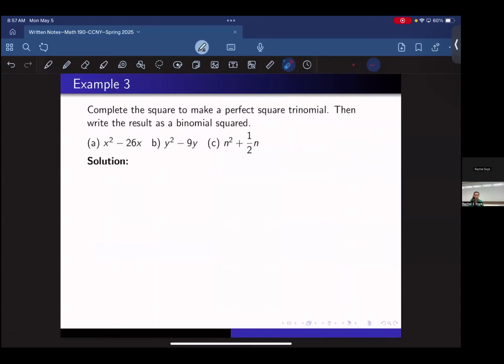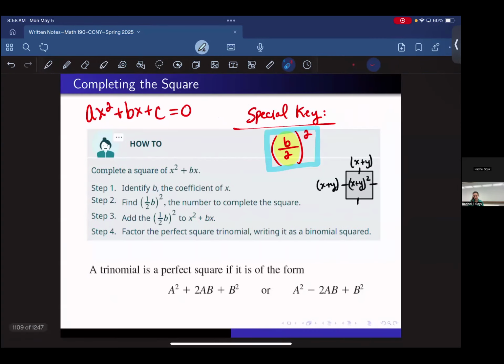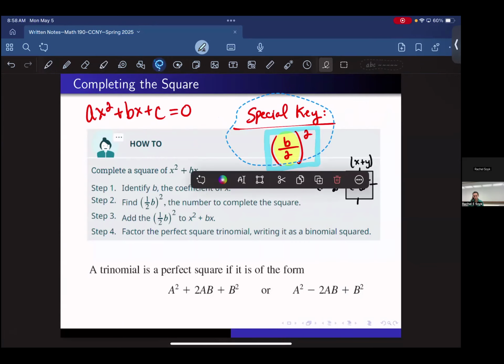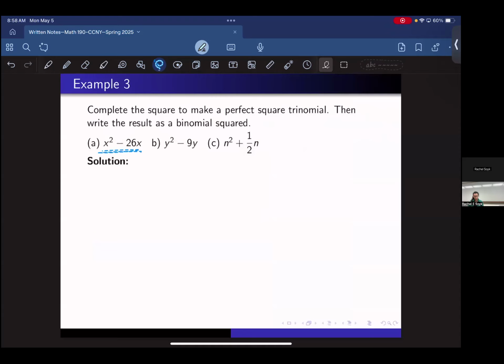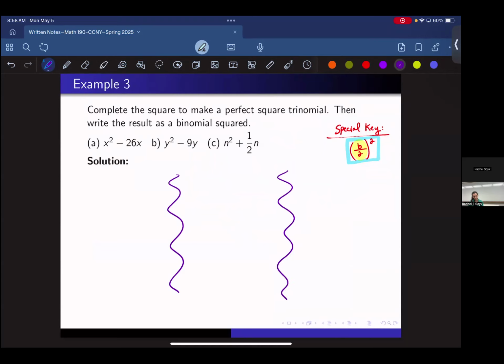So let's do some examples. Now, again, we're starting off easy. So all we're doing is we just need to turn these into perfect square trinomials, meaning we're going to utilize this special key to find what is the constant that we need to add to this binomial in order to get a perfect square trinomial. All you have to do is identify the b value, plug it in here, and then that's your answer. We're going to do that 3 times together.